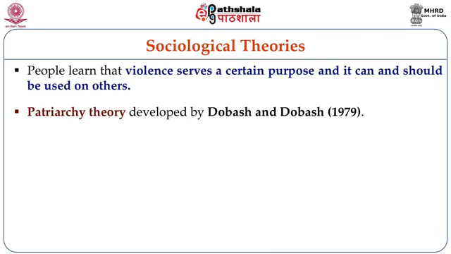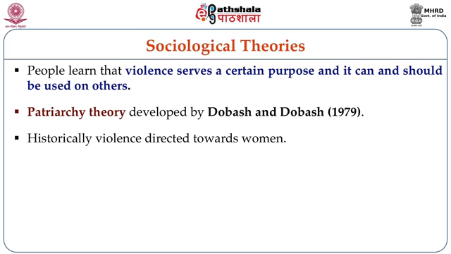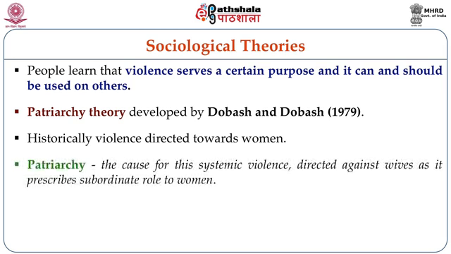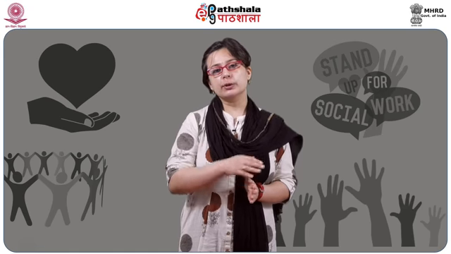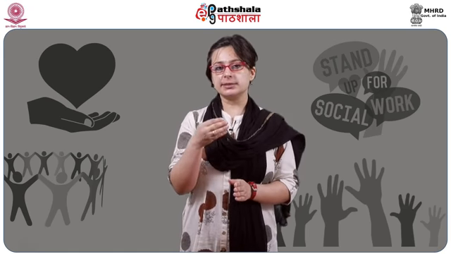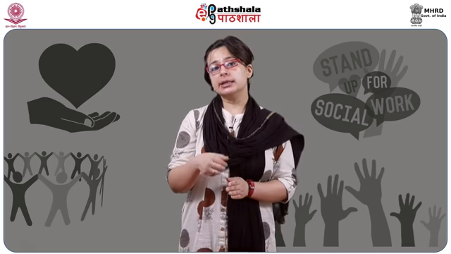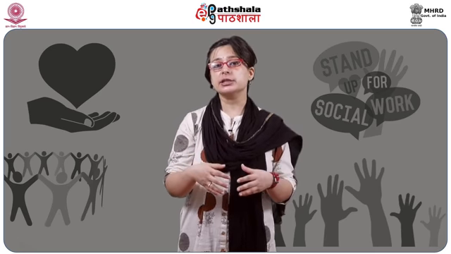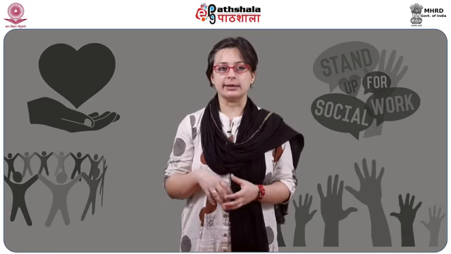The other theory which has been more popular has been the patriarchy theory. This was developed by Dobash and Dobash in 1979. They talked about the historical violence as being directed towards women. They said patriarchy is the cause for this systemic violence which is directed against wives, as it prescribes subordinate roles to women. So if you look at the other theories where we say how women's subordination is happening, now we can understand that the subordination is the fact which also leads to violence.